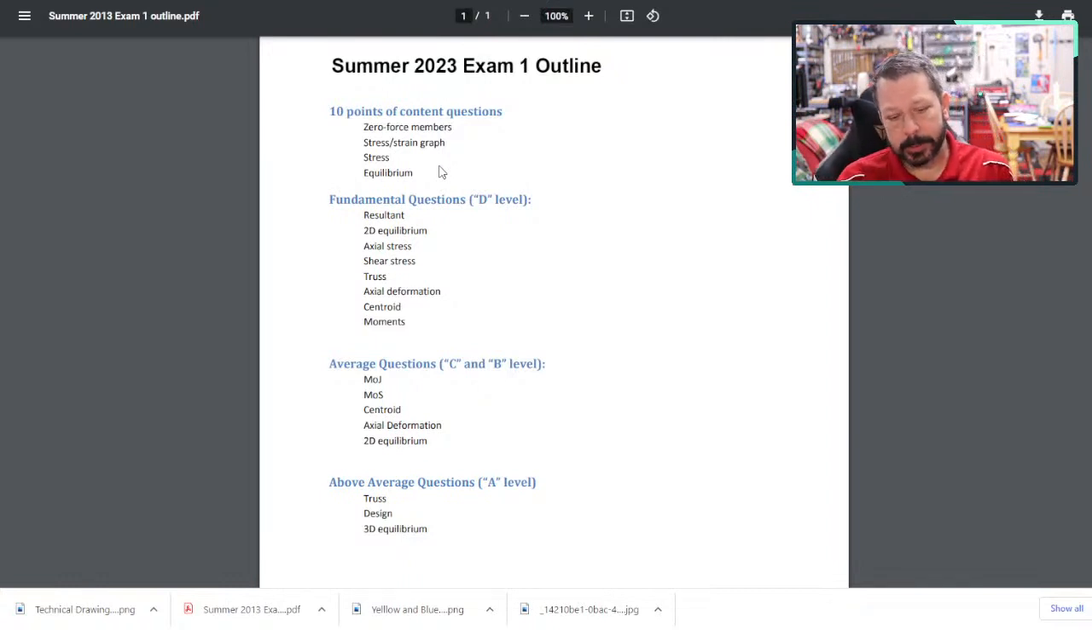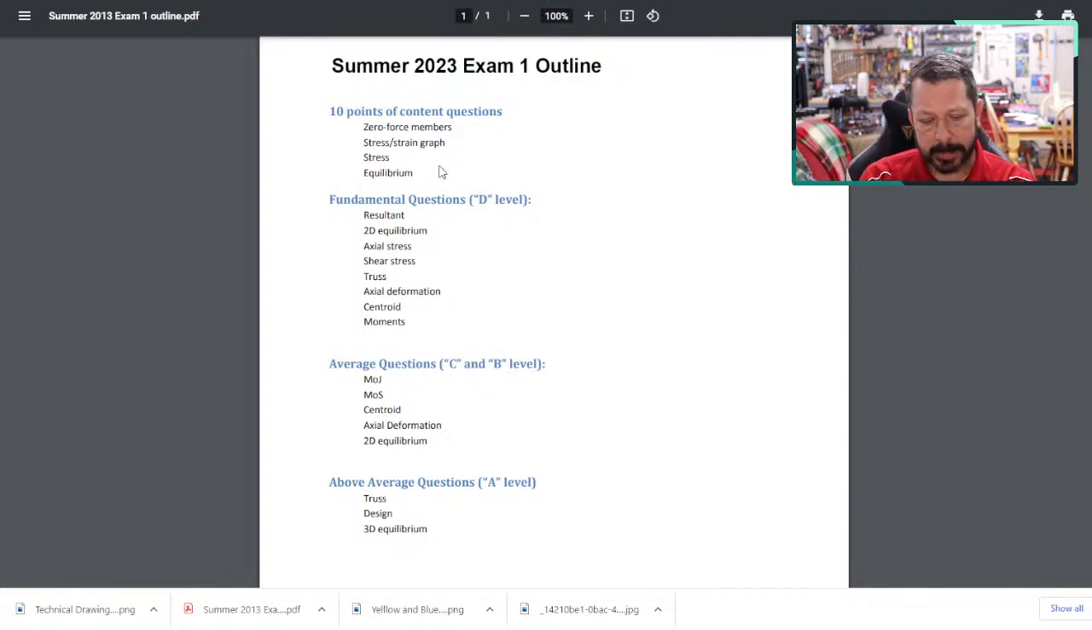The other 90 points are broken up into these fundamental questions, where there are more of those. These are all 6-point questions, usually one-step problems, maybe 2 steps, but more fundamental. They're just calculate the stress given the force and the cross-sectional area. They're very direct. Then the average questions might be multiple steps. There might be method of joints and method of sections. There'll be trusses on there, but they won't tell you to use method of joints or method of sections. You use whichever one you want.